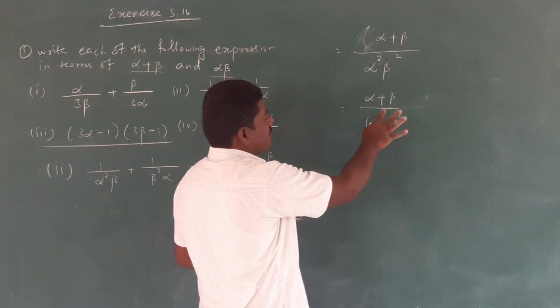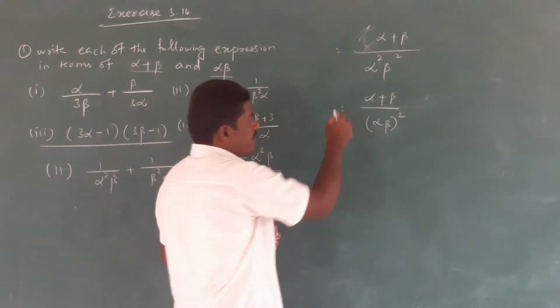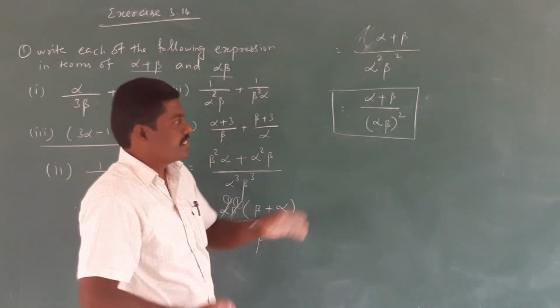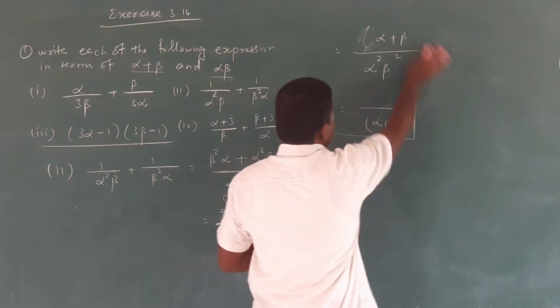Now it is in terms of alpha plus beta and alpha beta. This is the answer for our second question, in terms of alpha plus beta and alpha beta. Over. Next we will see question number 3.